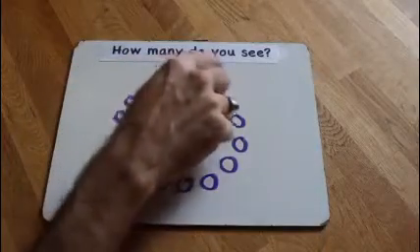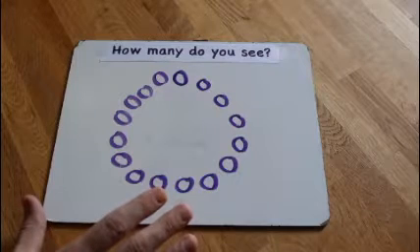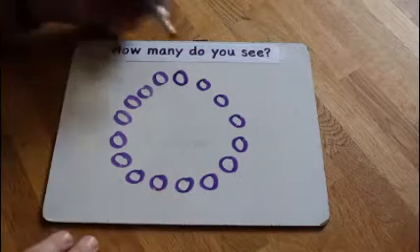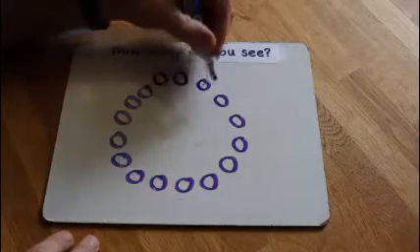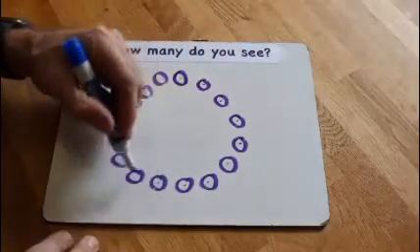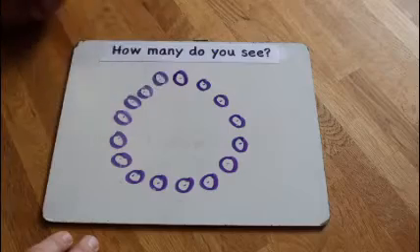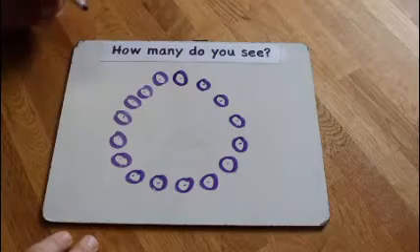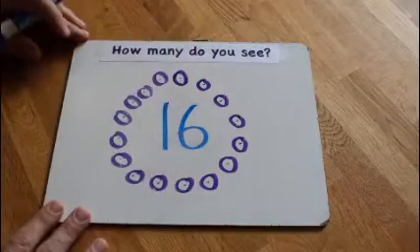How many do you see? Where are we going to start if we're counting something in a circle? Best place, right here at the top. Here we go, let's start counting. 1, 2, 3, 4, 5, 6, 7, 8, 9, 10, 11, 12, 13, 14, 15, 16. How do I write a 16? A 1 for the 10, a 6 for the ones. 16.